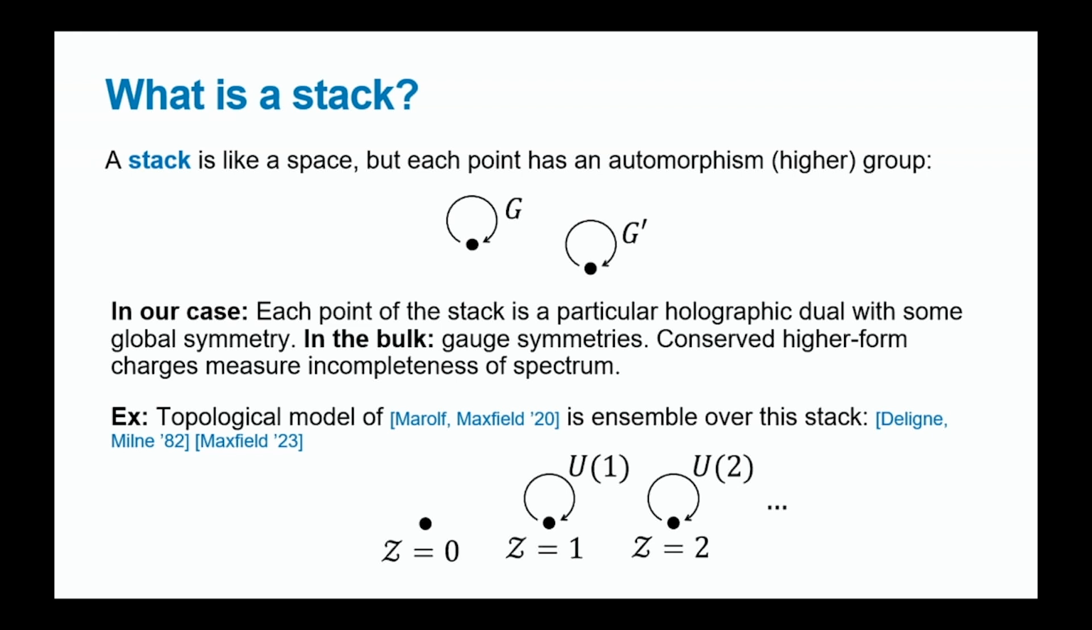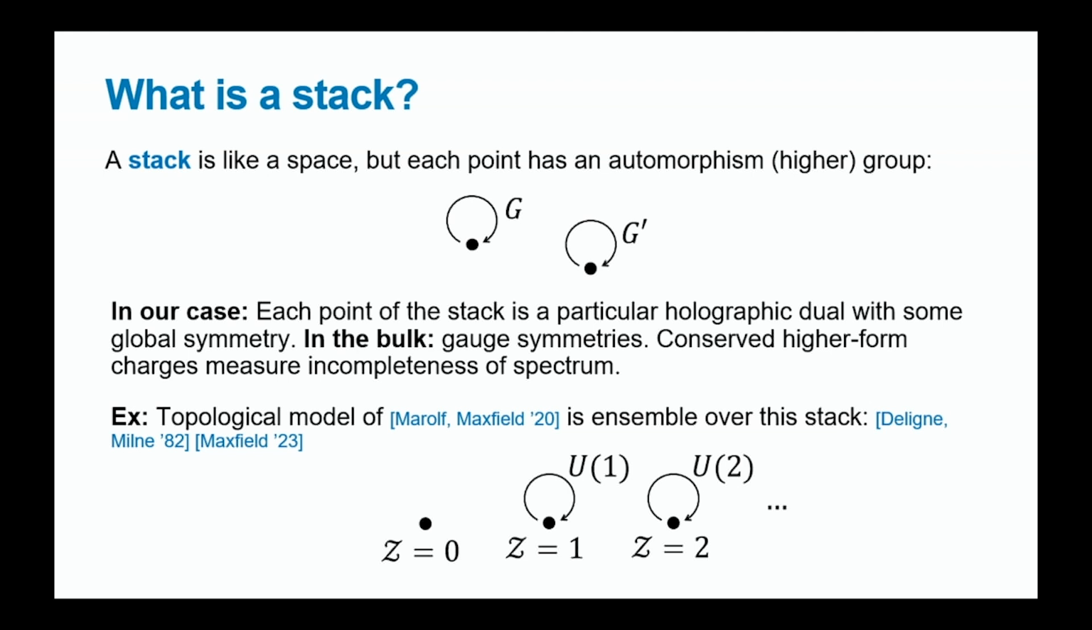So when we had an ensemble before, we just had a bunch of points. Each member of that set was representing a particular UV-complete holographic dual. Here, we're also remembering, for each particular holographic dual, some global symmetry group or higher group. Now, on the boundary in the holographic dual, that's a global symmetry. In the bulk, it's a gauge symmetry. And the conserved charges in this higher category are the conserved charges corresponding to the incompleteness of the spectrum of the bulk theory under this gauge symmetry.